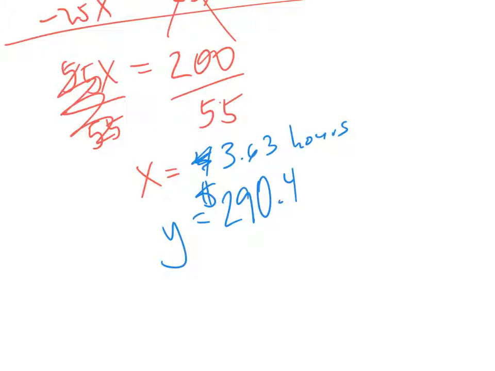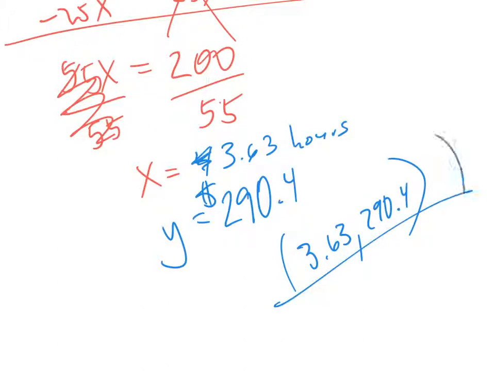Okay, so this is a point on a graph. 3.63 comma 290.4. Do you get how that 3.63 comma 290.4 is a little bit vague, but yet if you call it in context and you say for this many hours you'll make this much money, it makes it much better to use units. Moral of the story, be careful with your units in this unit.